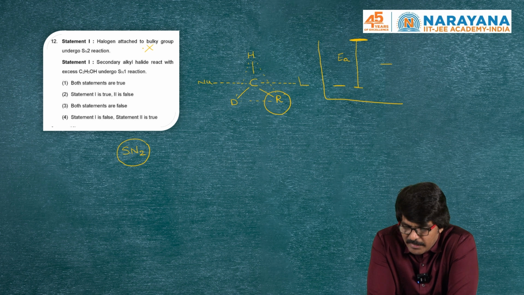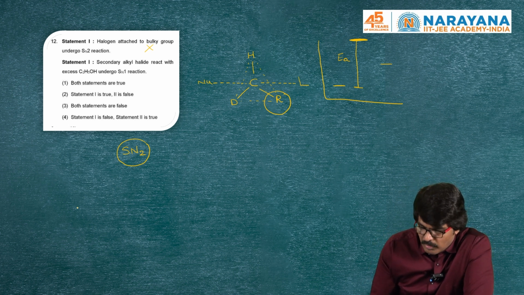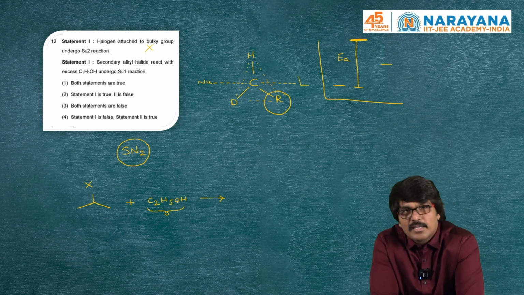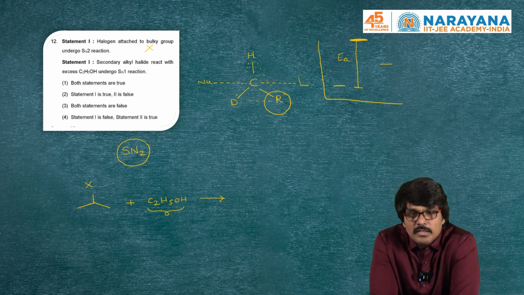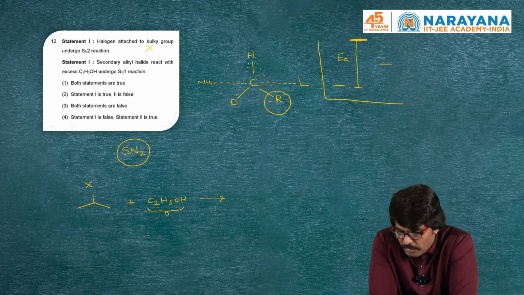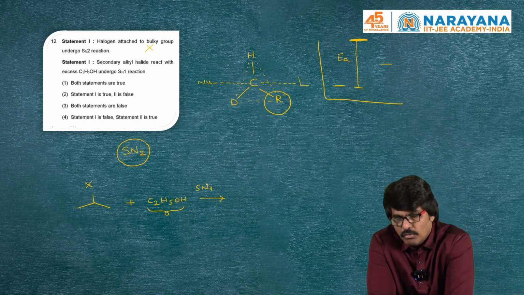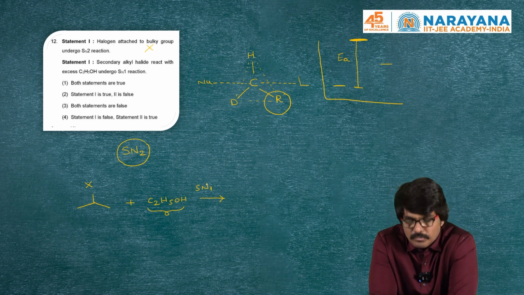Secondary alkyl halide reacts with excess of ethyl alcohol. Secondary alkyl halide is allowed to react with excess of ethyl alcohol. So here this is a solvolysis reaction. Secondary alkyl halides can undergo SN1 reaction, and it is a solvolysis reaction. You are using solvent, that is ethyl alcohol, and it is acting as the nucleophile also. So under given conditions, it will definitely undergo SN1 reaction. Therefore, statement 2 will be the correct one.